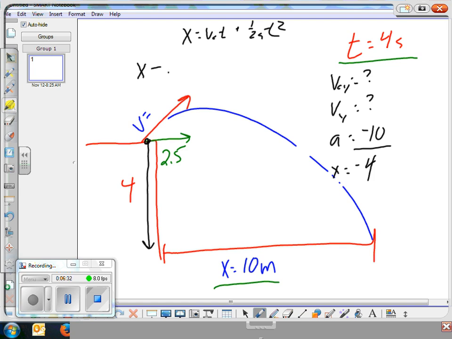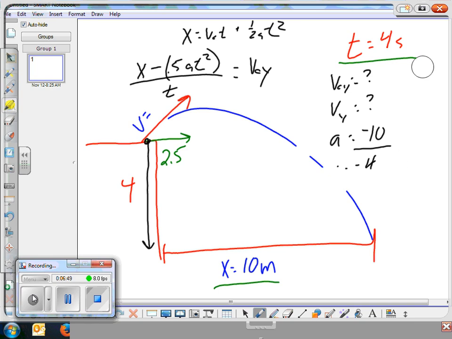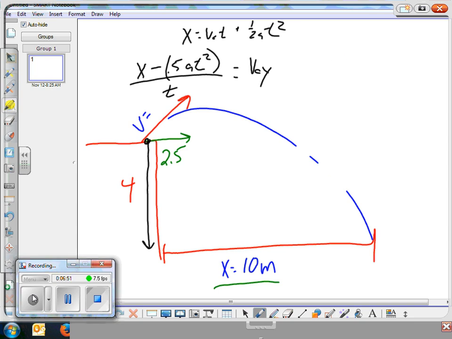X minus 0.5 at squared divided by t equals v sub naught in the y direction. Do you agree with that? Algebra? Okay, I didn't really leave myself quite enough room here. I'm going to have to take this over here for the algebra.